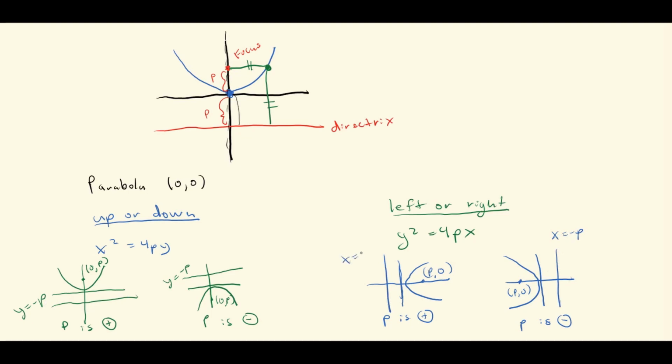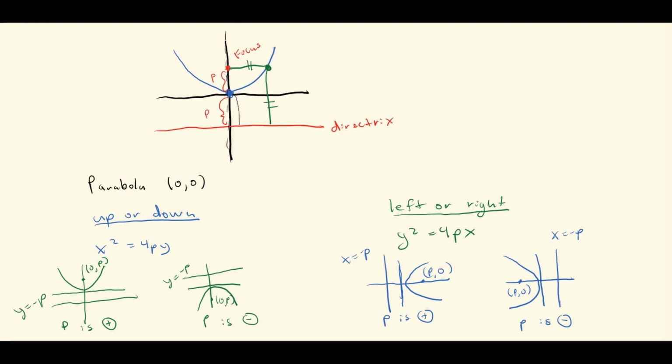So that also helps you tell if it's going to open left or right or up and down, as if the directrix is in the form y is equal to negative p or x is equal to negative p. And one way to maybe help with remembering if it opens up or down or left or right is we're used to seeing the x being squared. So if the x is squared, it's probably pretty normal looking. It's going to open either up or down depending on if p is positive or negative.